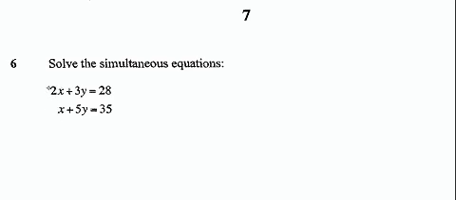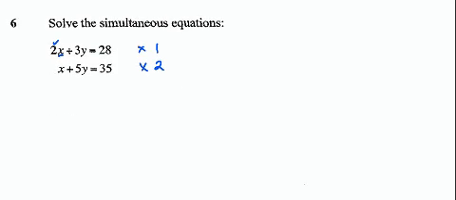So we must have the same coefficients. You can see the coefficient of x here is 2, but here the coefficient of x is 1. So let's make it 2. So we can multiply equation 2 by 2. Let's multiply equation 1 by 1, and equation 2 by 2, so that we can have the same coefficient. So the first equation, if you multiply it by 1, it will be 2x plus 3y equal to 28. It remains the same.